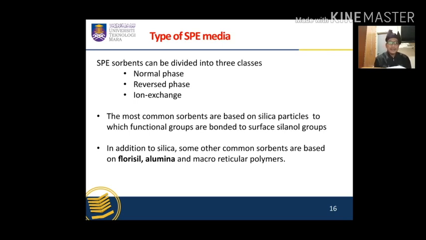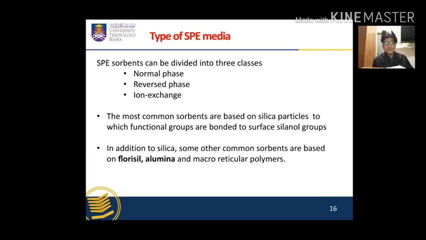Another type of SPE is ion exchange. It can be used for compounds that are charged when in a solution. The mechanism is based mainly on the electrostatic attraction of a charged functional group on the analyte of interest to the charged group that is bonded to the solvent silica surface. We will discuss in detail the terms normal phase, reverse phase, and ion exchange in the topic of chromatography later.